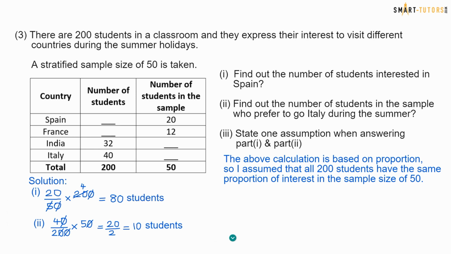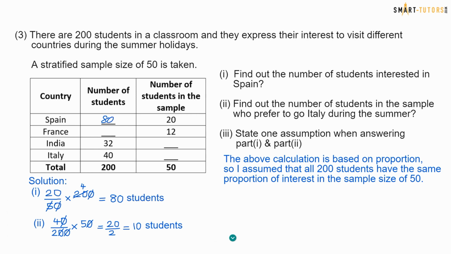So if you want to find out the Spain total, the sample size is 50 and 20 people prefer Spain, so you can make it a fraction: out of 50, 20 people prefer Spain. Totally we have 200 people. So you put the fraction 20 over 50 times 200, which is the total number. Cut the 0, 5 goes into 4, 4 times 20 is 80 students. So here I can fill in 80 students as the answer.